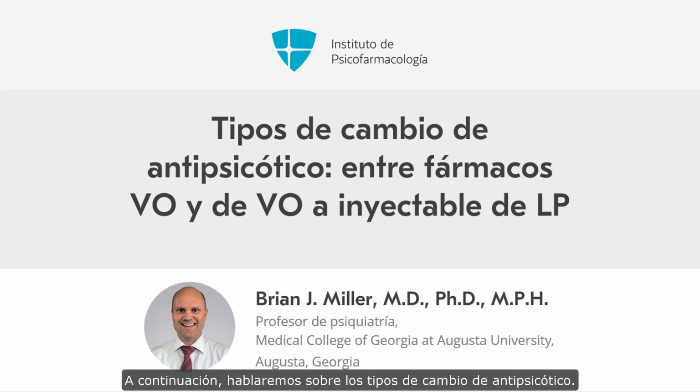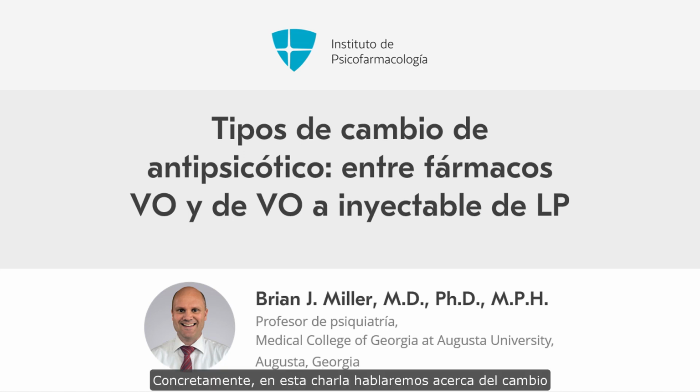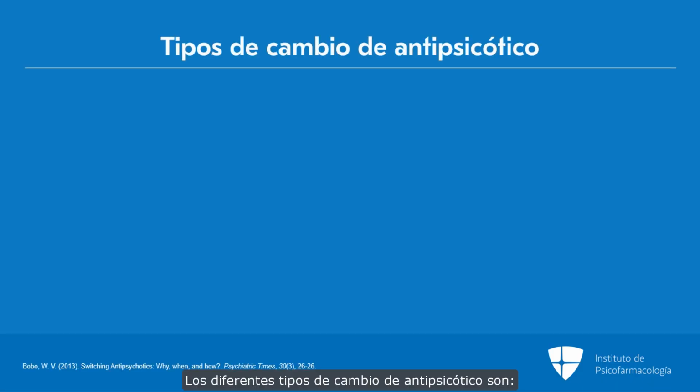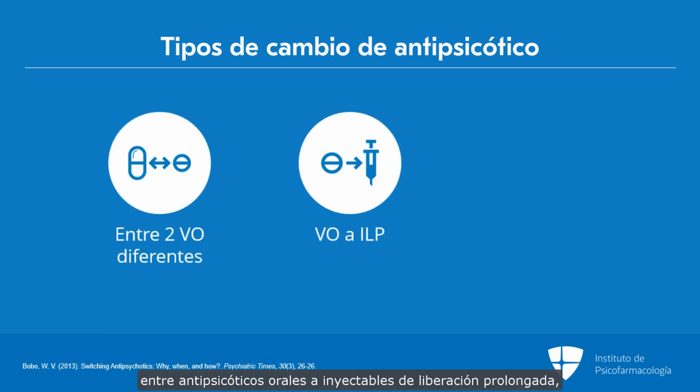So now we're going to talk about specific types of antipsychotic switching. In particular, in this section, we're going to talk about switching between different oral agents, as well as switching from an oral agent to a long-acting injectable antipsychotic. Different types of antipsychotic switching include switching between two different oral agents, going from oral to long-acting injectable antipsychotics.